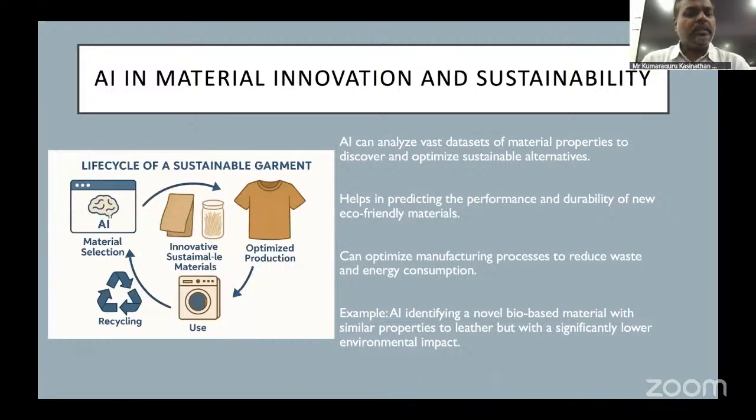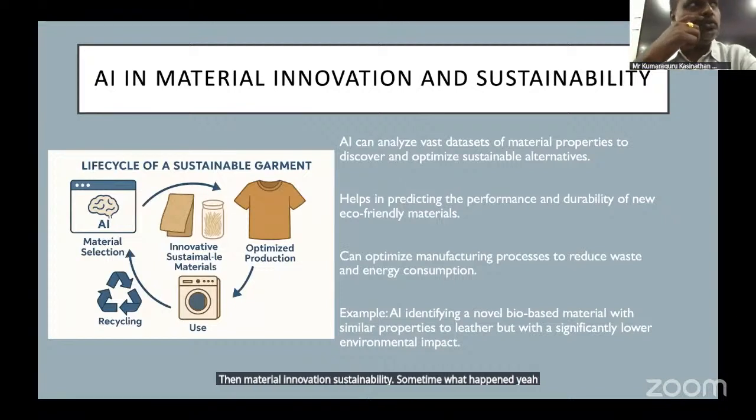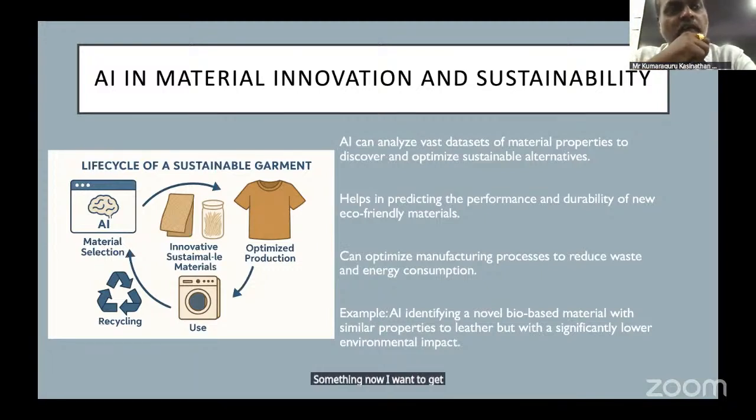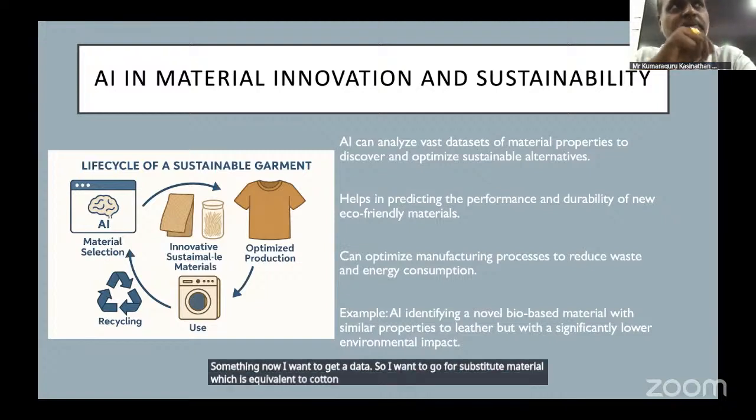Then material innovation and sustainability. Sometimes AI will also give a new idea. Now in summer people always work with cotton and linen. Now I want to get data, so I want to go for a substitute material which is equivalent to cotton or better, not cheaper than linen. So people may think about lyocell, or tencel, which is a little bit good for summer clothing.